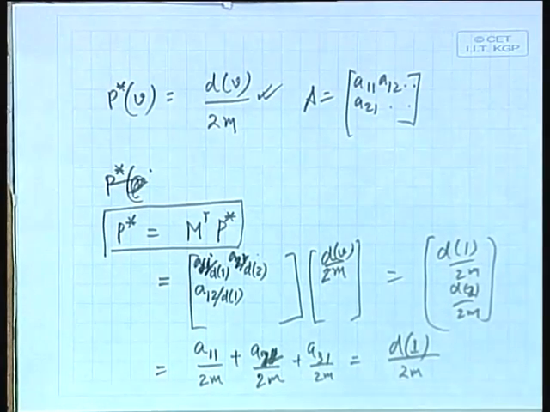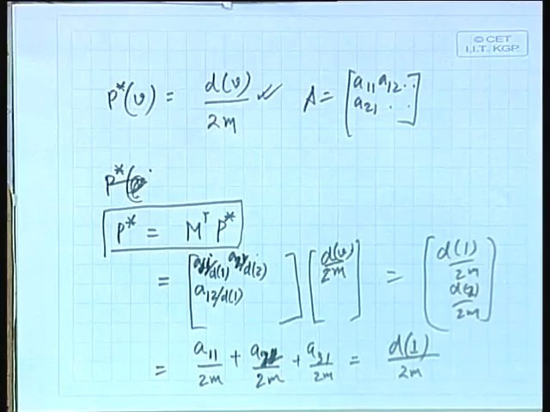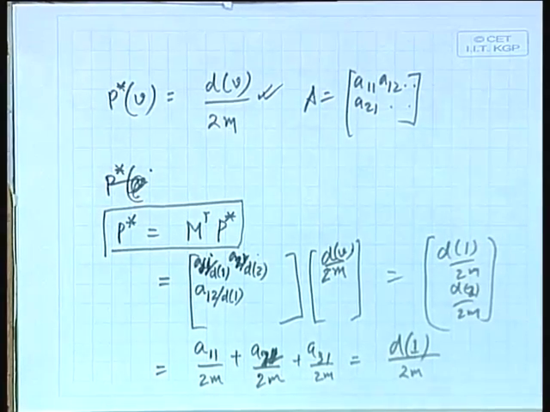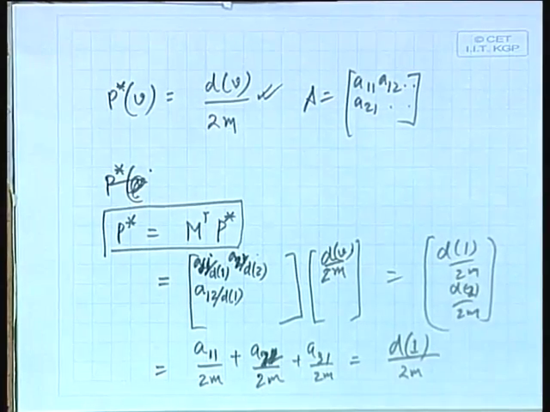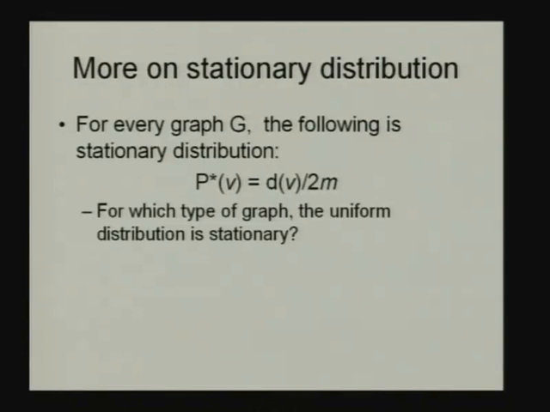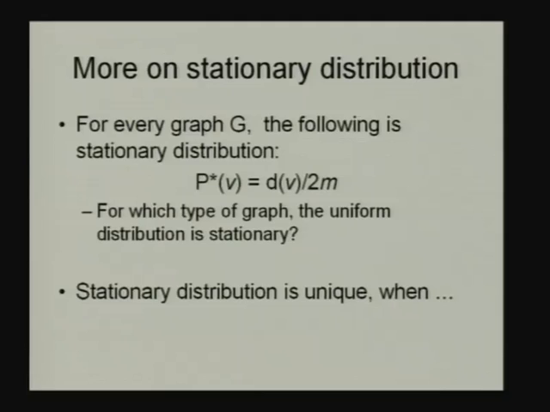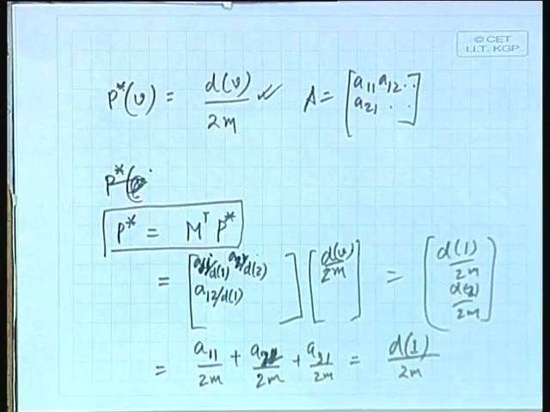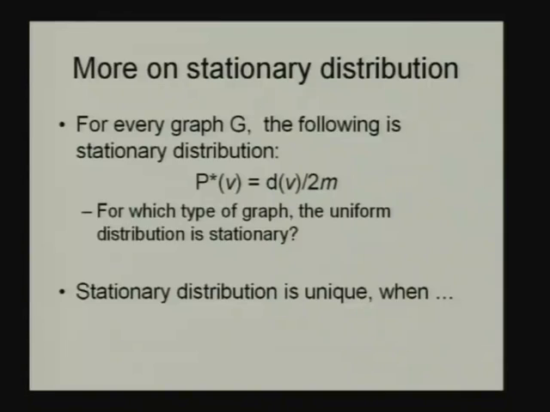Okay, and the second question is why we are dividing by 2m? The sum of the degrees is twice the number of edges. And again a very easy question: for which type of graph is the uniform distribution stationary? The probability of being at any node will be the same for a regular graph. And the stationary distribution is unique.